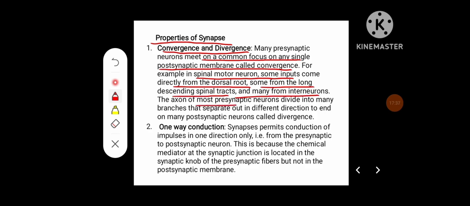The axon of most presynaptic neurons divides into many branches that separate out in different directions to end on many postsynaptic neurons, which is called divergence.